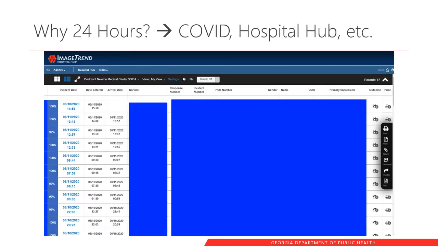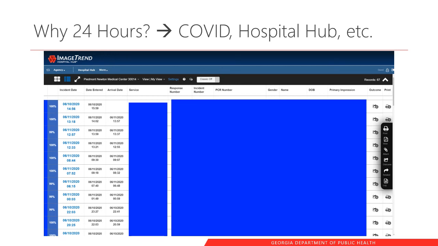So why 24 hours? Well, one of the things would be because of COVID, right? If you're not submitting data to us within days, and I run the report of COVID cases and I try to compare that against the list of EMS runs, then you're not going to get notified of exposures to COVID-19 in a timely manner.